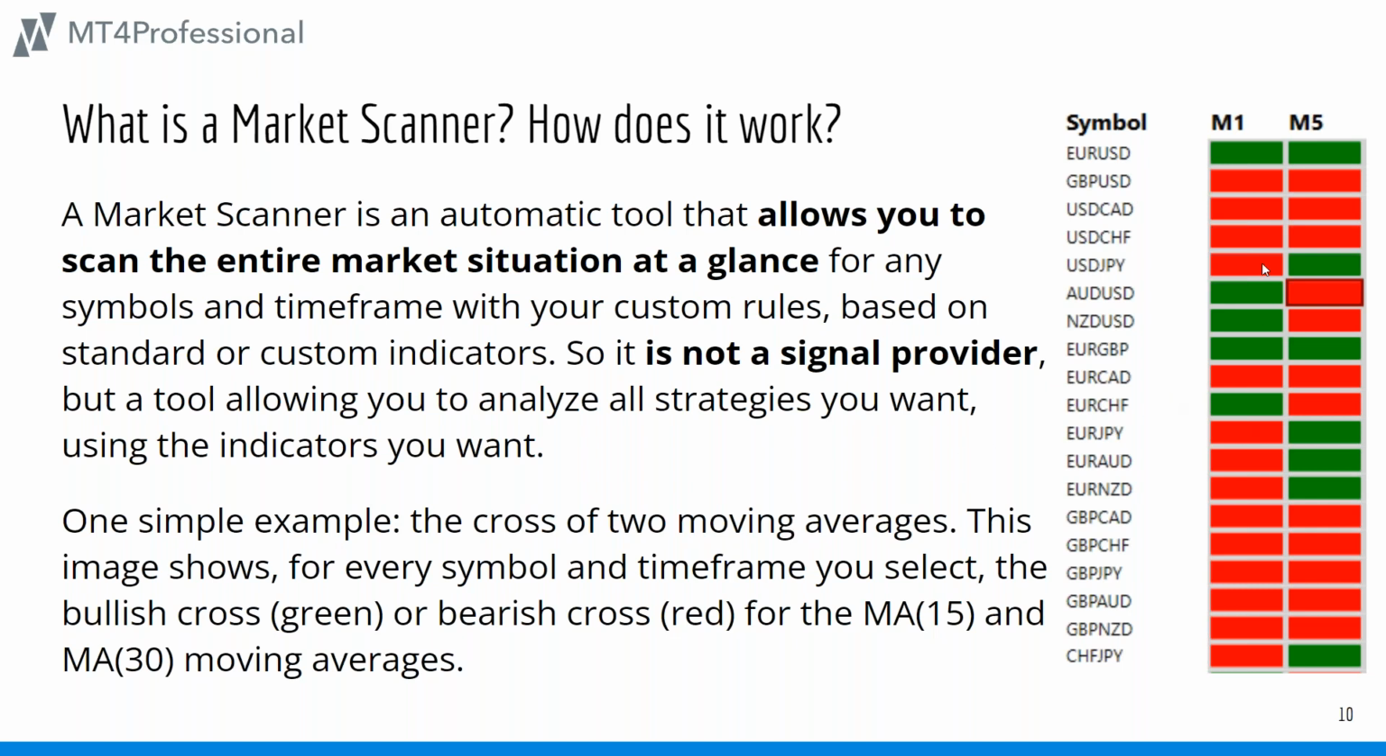All right, so we're looking for a green signal whenever we see a bullish cross. That means the 15 period is greater than or moves ahead of the 30 period. And we want to see a red cell whenever the bearish cross occurs, which means the 15 period moves under or less than the 30 period moving average. If we have a scanner that does that for us and presents a unique display like this, then we can very quickly go through a lot of symbols and determine trade opportunities from the signals that we see.